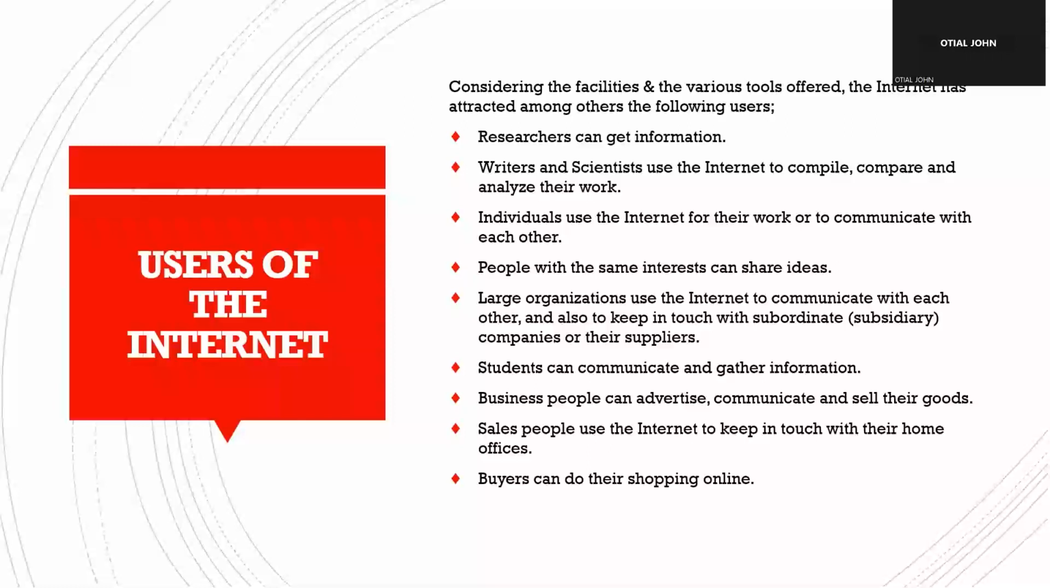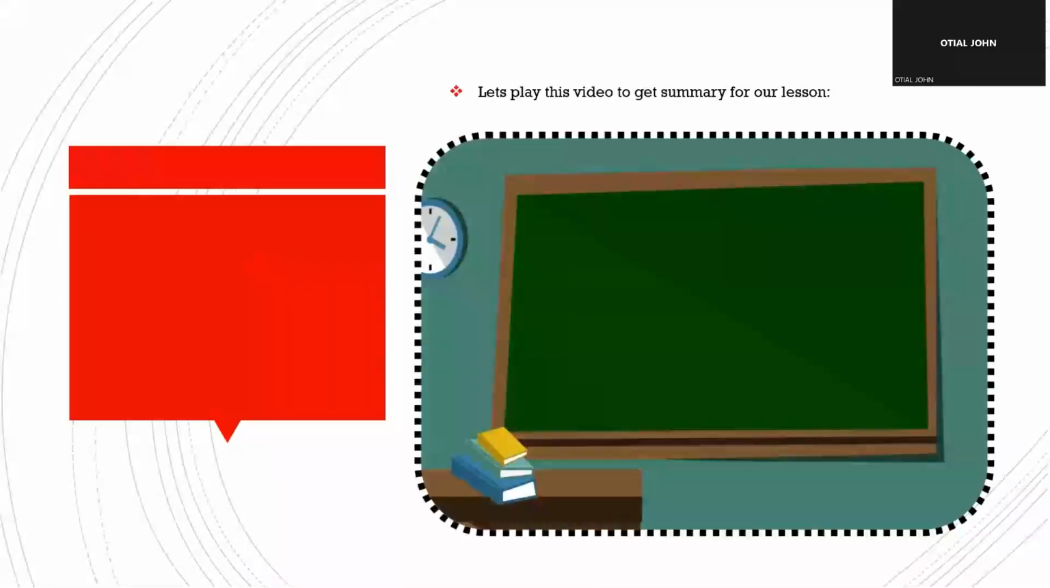Large organizations also use the internet to connect with each other. Students can use the internet to gather information and to communicate. Business people or organizations can use the internet to advertise, communicate, or sell their goods. Salespeople can use the internet to get in touch with their customers. And buyers can do their online shopping through the internet. To summarize this lesson, let's watch this video.